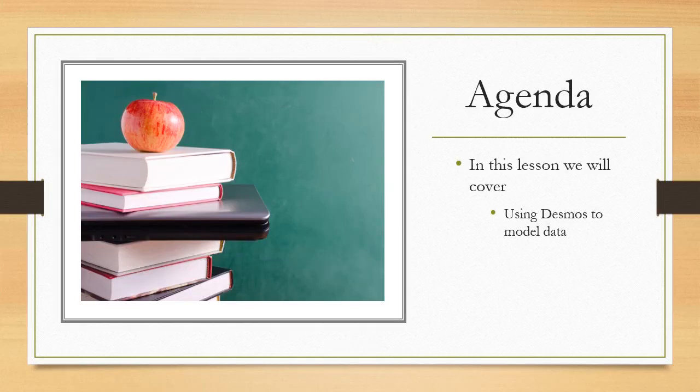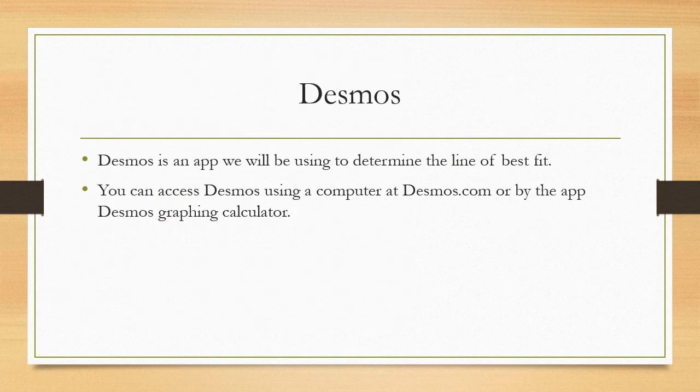In this lesson, we're only going to cover how to use Desmos to model data, and then I'll leave y'all for the independent practice. So Desmos is an app we'll be using to actually determine the line of best fit. We would use a calculator if we're in person, but Desmos is a great online program. You can access it using a computer at desmos.com, or you can get the app, called Desmos Graphing Calculator, and it works really well.